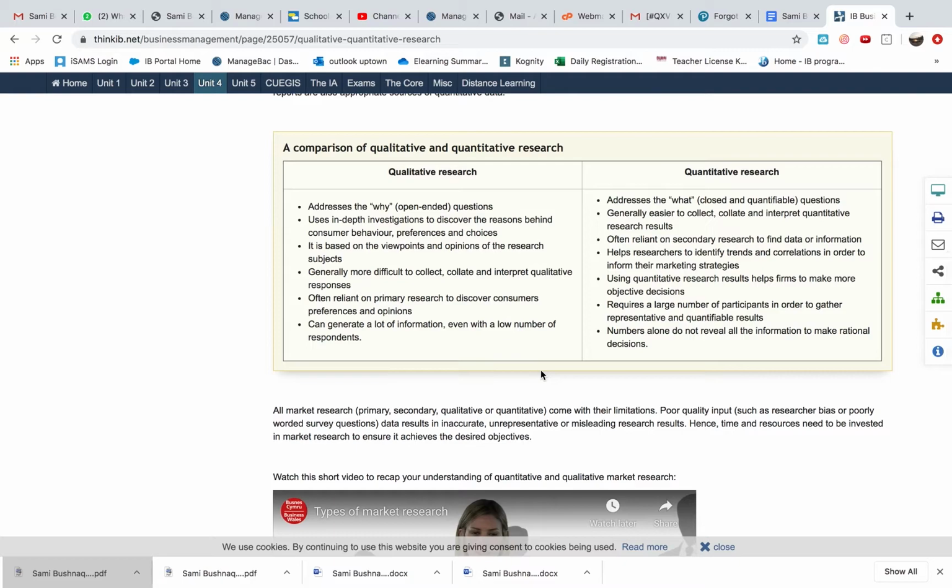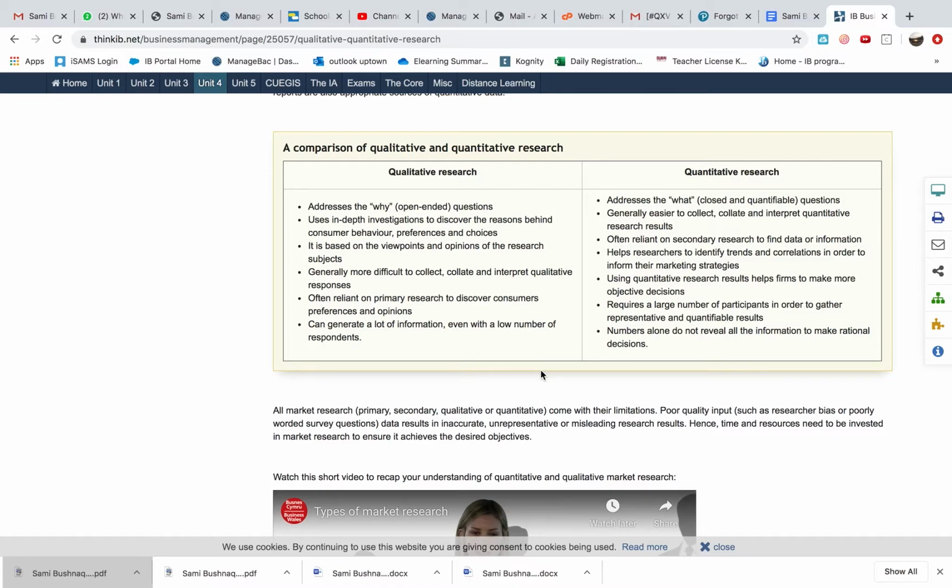So a comparison of qualitative and quantitative research. The qualitative addresses why. They're open-ended questions. They use in-depth investigations, discover things like consumer behavior, preferences, choices. It's based on the viewpoints and opinions of the research subjects, generally more difficult to collect. You have to collate and interpret qualitative responses. It's not easy. It's not just looking at a quick pie chart. It's going in and saying, wait, how significant is this? You have to read through paragraphs of feedback and then come up with an overall summary.